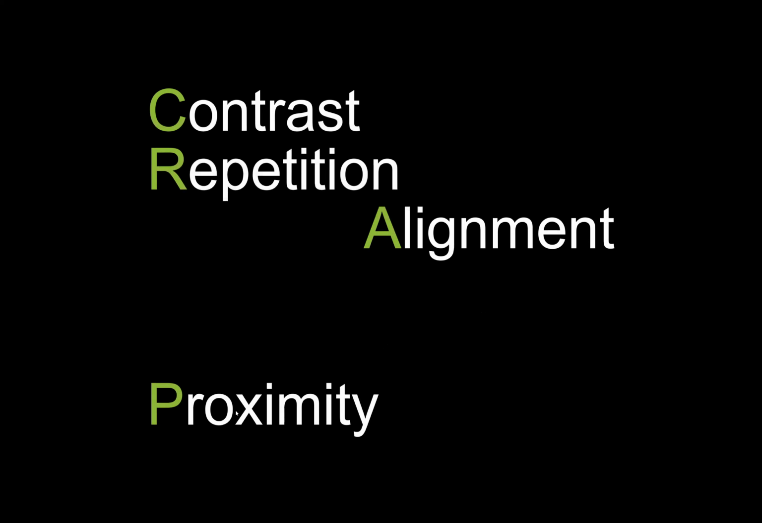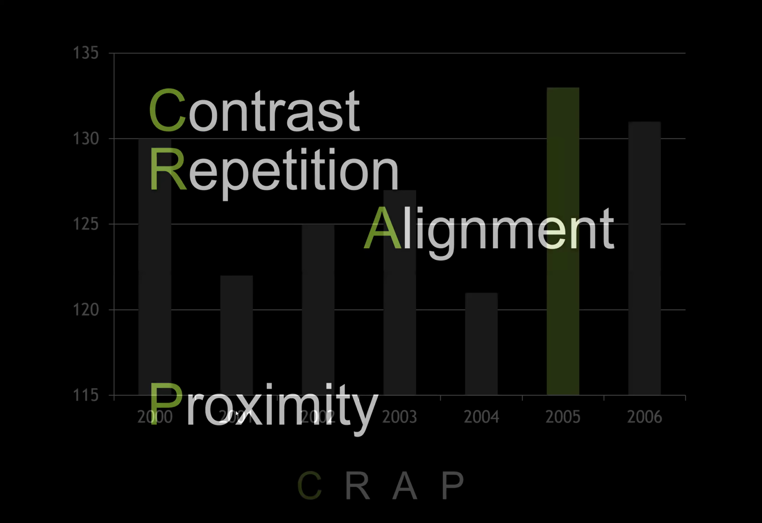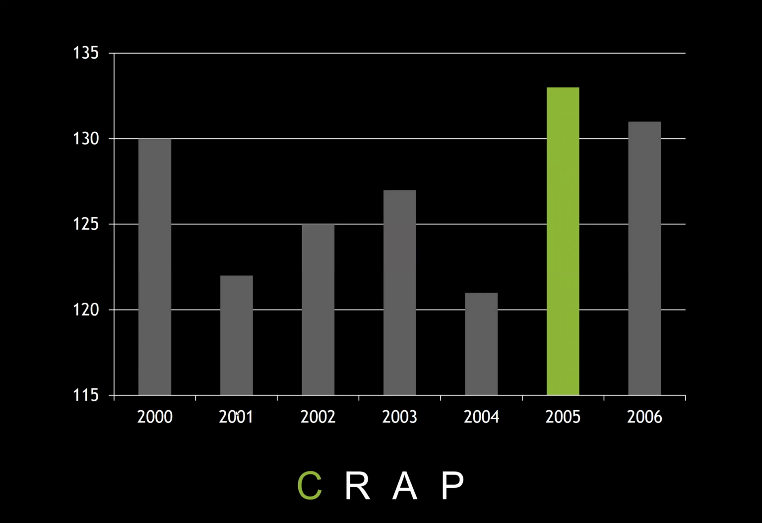Contrast, repetition, alignment, and proximity. Okay, so let's talk about these one by one. So first of all, contrast. So contrast is about the fact that our eye is drawn to what is different.